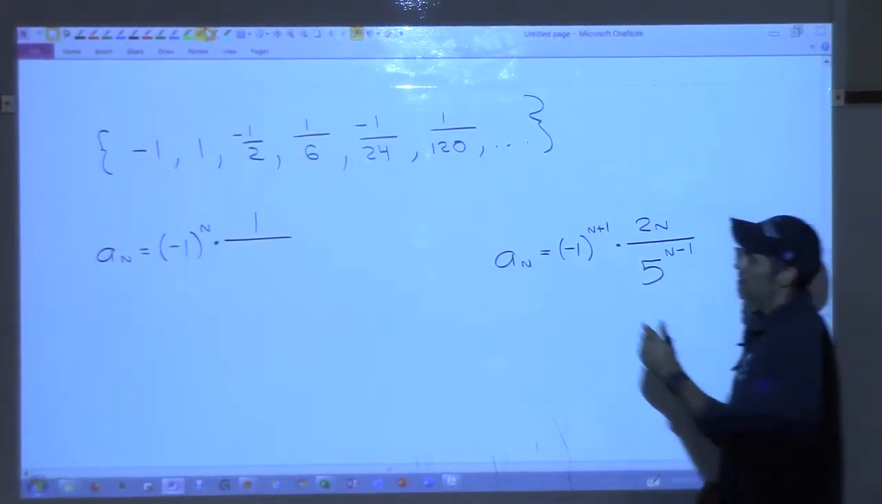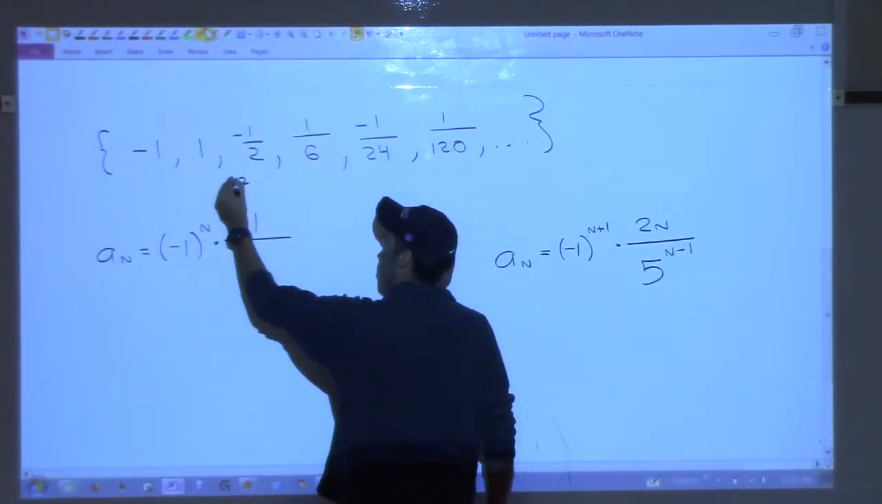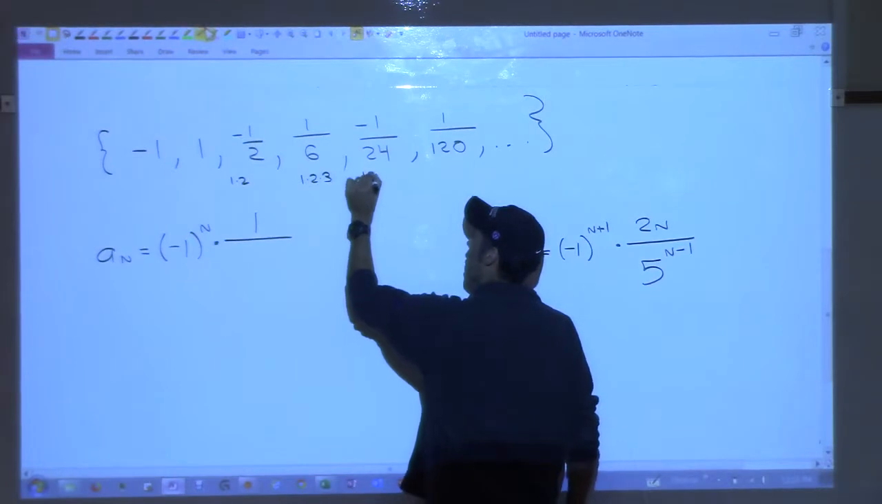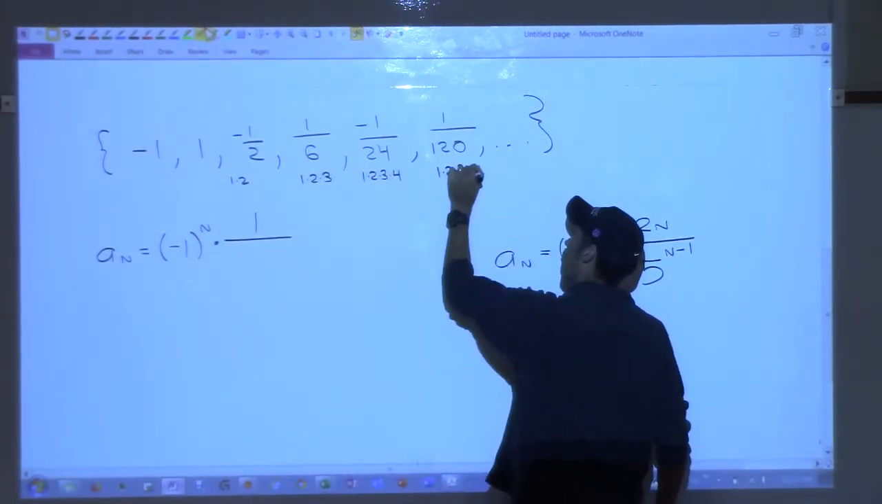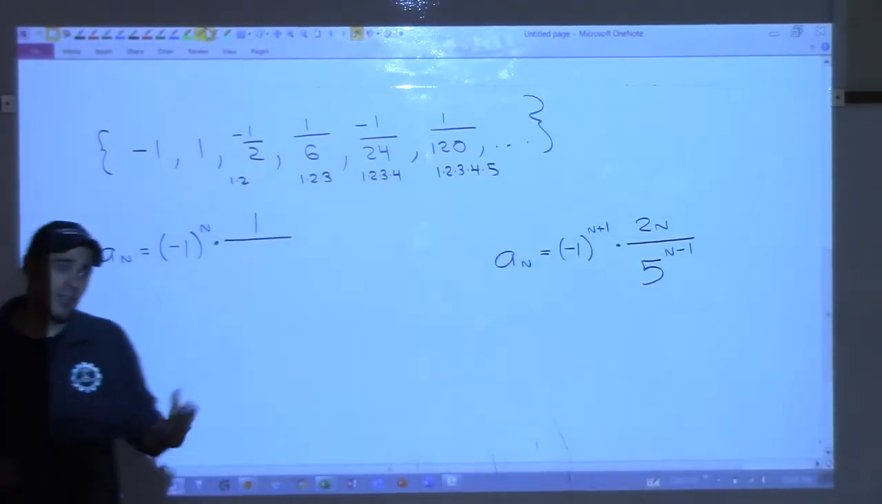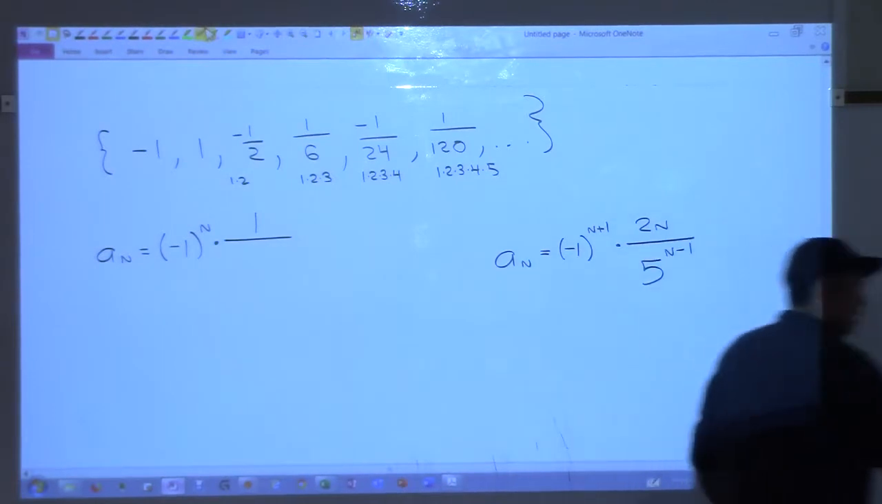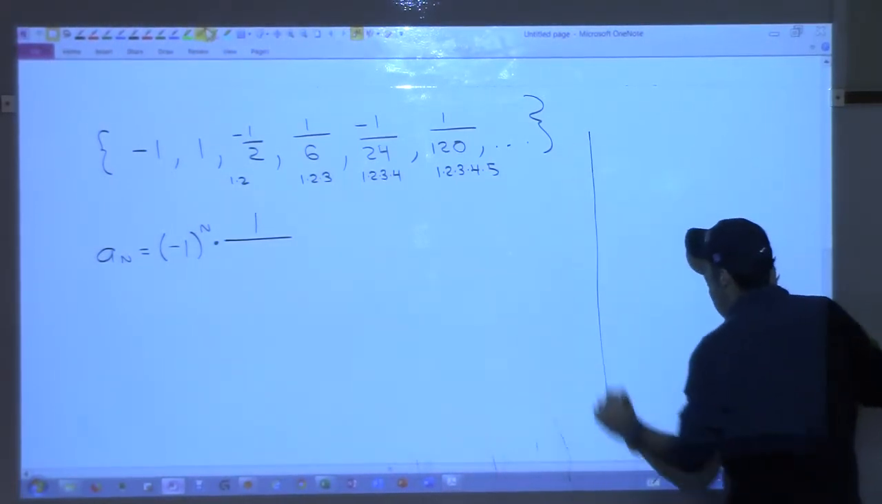So let's see if anyone has ever seen this before. This is 1 times 2. This is 1 times 2 times 3. This is 1 times 2 times 3 times 4. This is 1 times 2 times 3 times 4 times 5. Have you all seen that before? Yeah. Okay, so some of you have, some of you haven't. It's called factorial, and it's something that I need to do on the side to make sure everyone is clear with. We have a special notation in math.